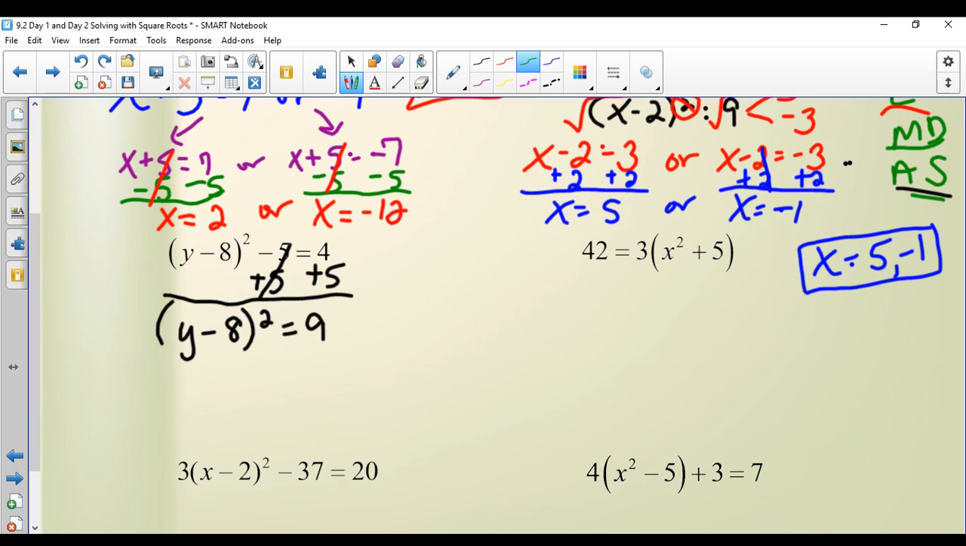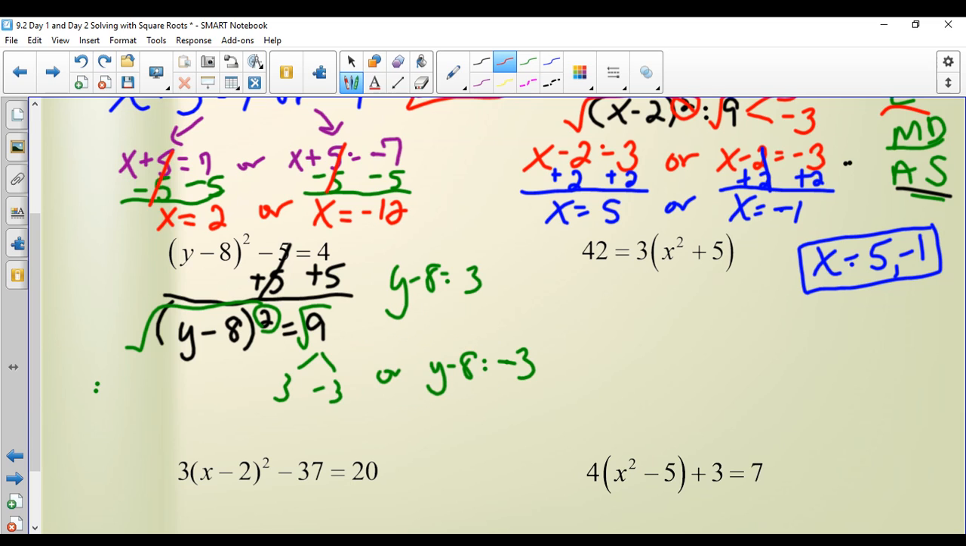And so now I need to undo my parentheses, my exponent. So I need to undo the square. And so that's going to tell me to square root. And so then I have y minus 8 equals 9. So remember, the square root of 9 is 3 or negative 3. So I'm going to write two equations. I have y minus 8 equals 3 or y minus 8 equals negative 3.